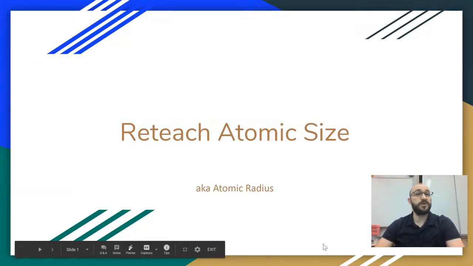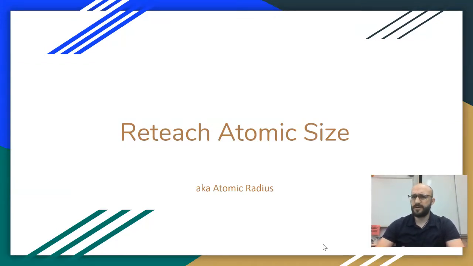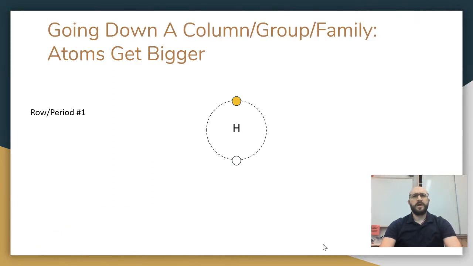And welcome to the reteach of atomic size, sometimes called atomic radius. All right, so first, let's talk about what happens as you go down a column. Sometimes this is called a group, sometimes a family. They're all the same thing. But what we see is atoms get bigger.